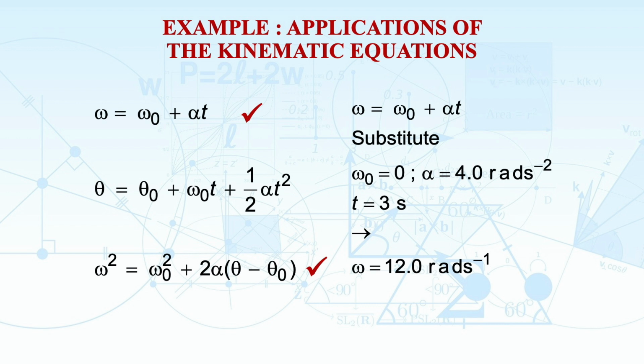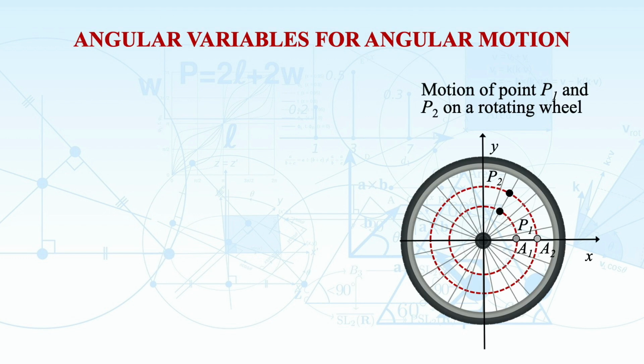Now, let us come to the discussion on why we use angular variables for angular motion. We come back to our favorite example, that of a wheel which is rotating in a plane. Once again we assume it is rotating counterclockwise, and the fixed axis of rotation passes through the center of the wheel. If we pick out any point on this wheel, say I have picked out 2 points, P1 and P2, each of these points will undergo circular motion about the center of the wheel. Because the wheel is rotating counterclockwise, this motion is also counterclockwise.